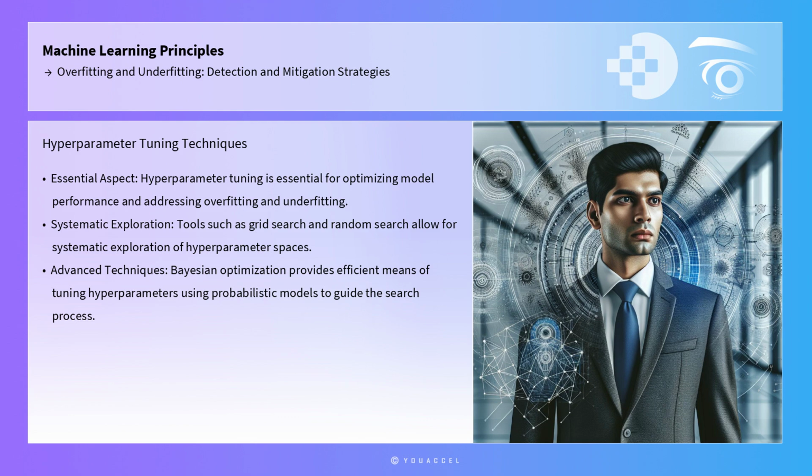Hyperparameter tuning is another essential aspect of optimizing model performance and addressing overfitting and underfitting. Tools such as grid search and random search allow for systematic exploration of hyperparameter spaces to identify the best configuration for a given model and dataset. More advanced techniques like Bayesian optimization can provide more efficient means of tuning hyperparameters by using probabilistic models to guide the search process.